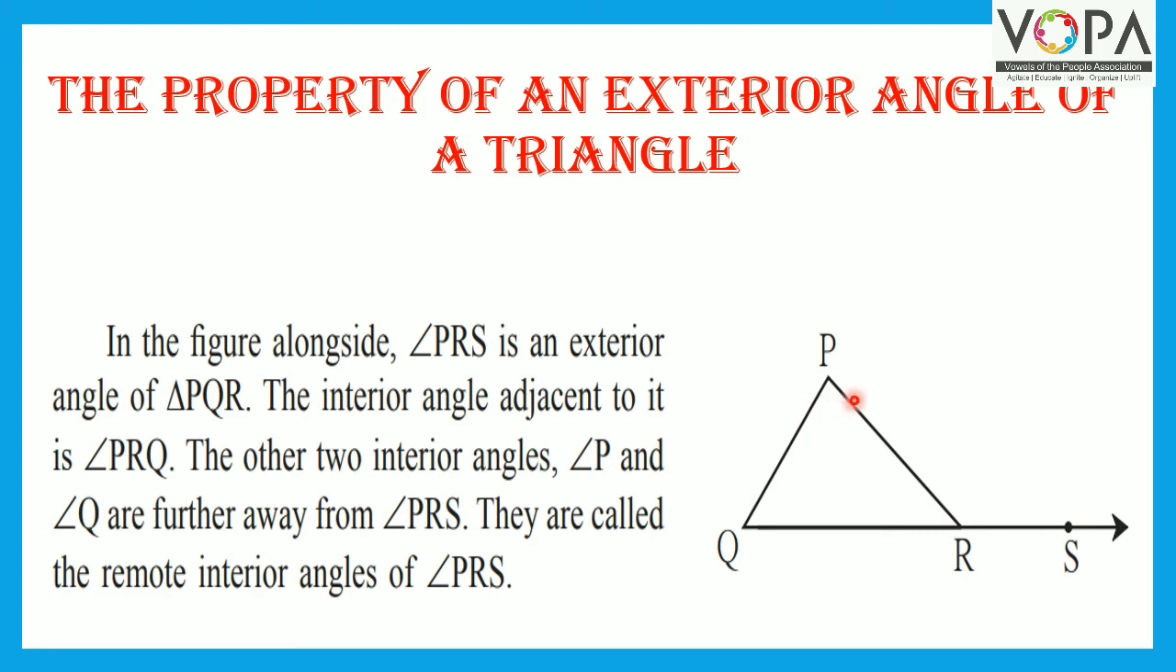That means angle P and angle Q are remote interior angles, that is, far away from this exterior angle PRS, and that's why angle P and angle Q are called remote interior angles of angle PRS.